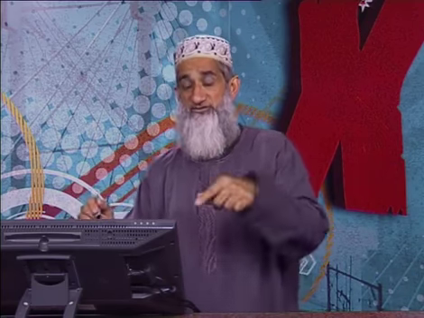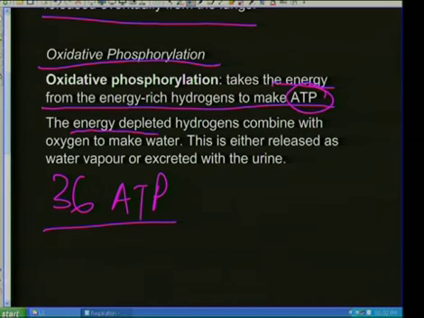Now, listen to this part here. We said oxygen is necessary for this process. But watch, we've spoken about glycolysis. Did we mention oxygen? No, we didn't. Oxygen was not used anywhere there. We spoke about the Krebs cycle. Did we speak about oxygen? No, nothing happened there. Now we're talking about oxidative phosphorylation. Let's see what happens. The energy-depleted hydrogens. Remember, the hydrogens started in glycolysis. They were released in glycolysis. Some more hydrogens were released in the Krebs cycle. They were picked up by NADH, and from there they went to this oxidative phosphorylation. And what has happened?